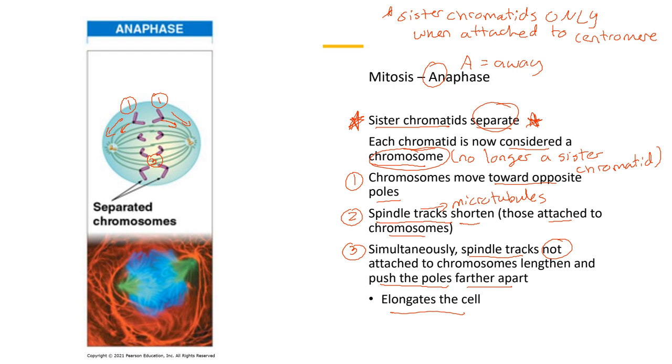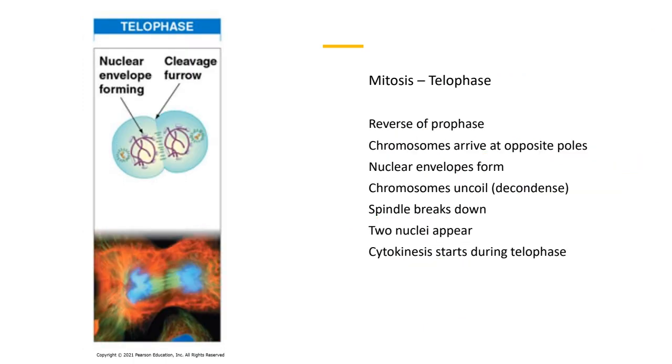And then we have telophase. And telophase is going to be the reverse of prophase. So whatever happened in prophase is going to be the opposite. Chromosomes are going to arrive at opposite poles. The nuclear envelope is going to form.